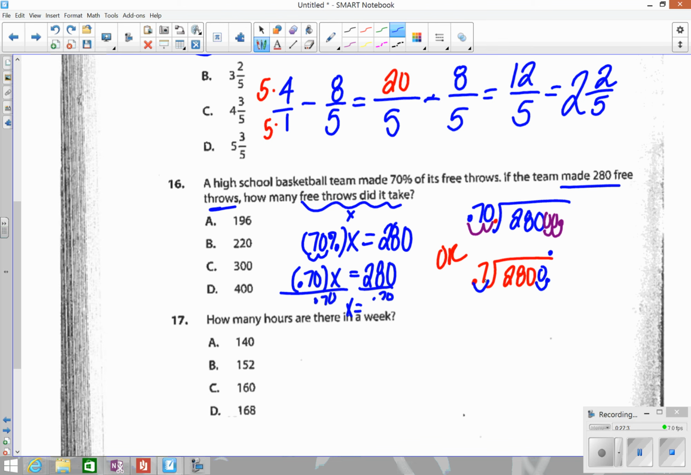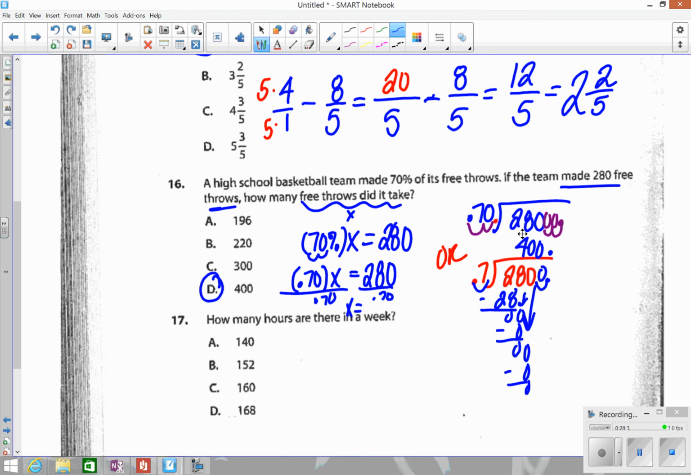So now I'm just looking at how many times does 7 go into these. So how many times does 7 go into 2? It doesn't. So how many times does 7 go into 28? Well, that's 4 times. So 4 times 7 gives me 28. Carry down the 0. 7 goes into 0 0 times. 0 times 7 is 0. Carry down the 0. 7 goes into 0 0 times. 0 times 7 is 0. So we're left with 400 as an answer.